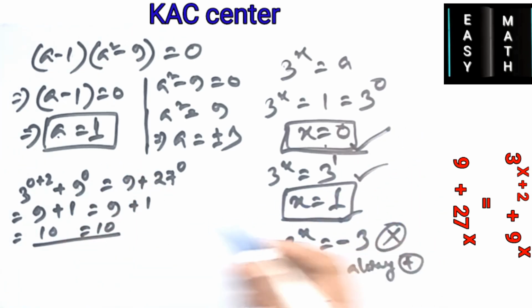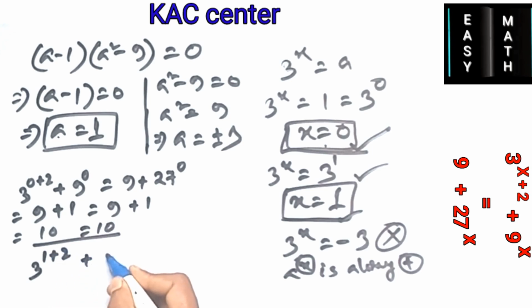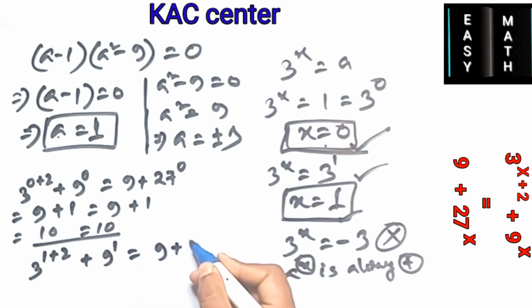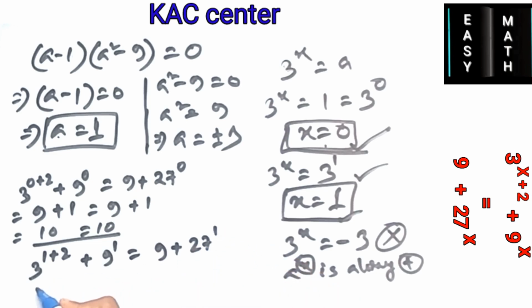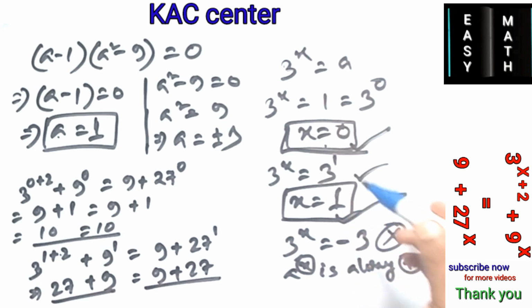And x is equal to 1. So 3 to the power x plus 2 is 3 to the power 3, which is 27, plus 9 to the power 1, which is 9. On the right side there is 9 plus 27 to the power 1, which is 27. So both are similar. So x is equal to 1 is right. So x value is 0 or 1.